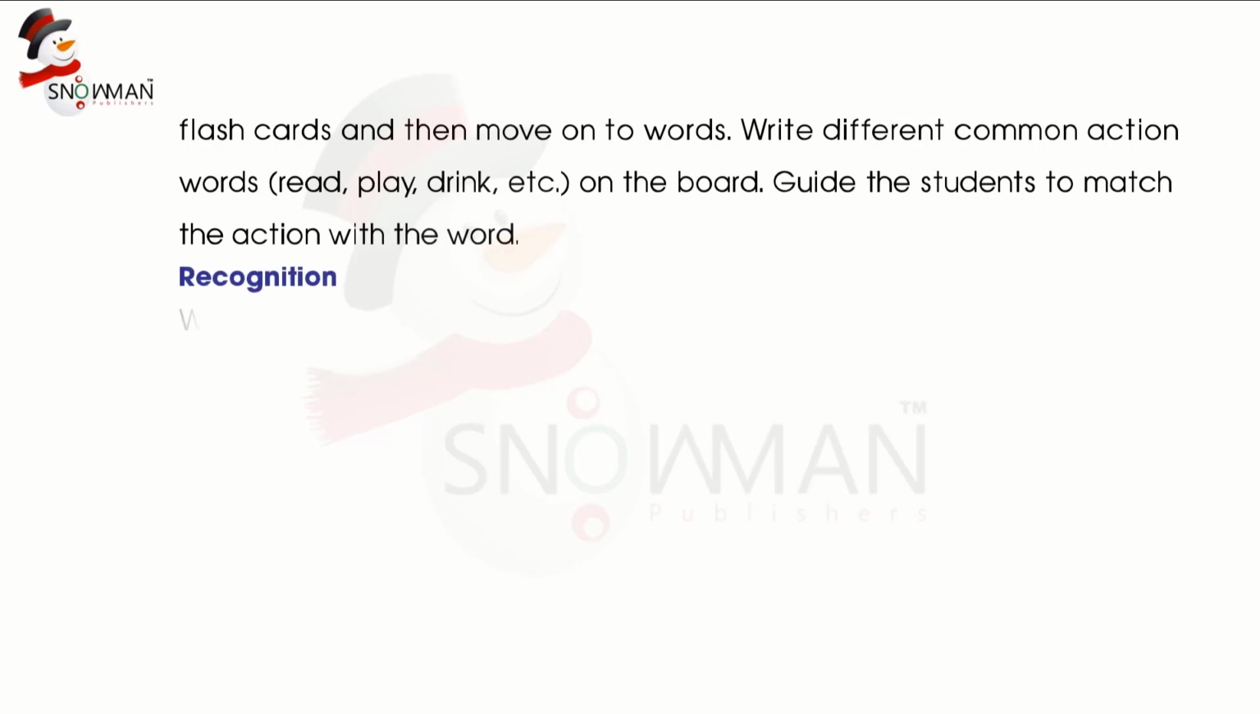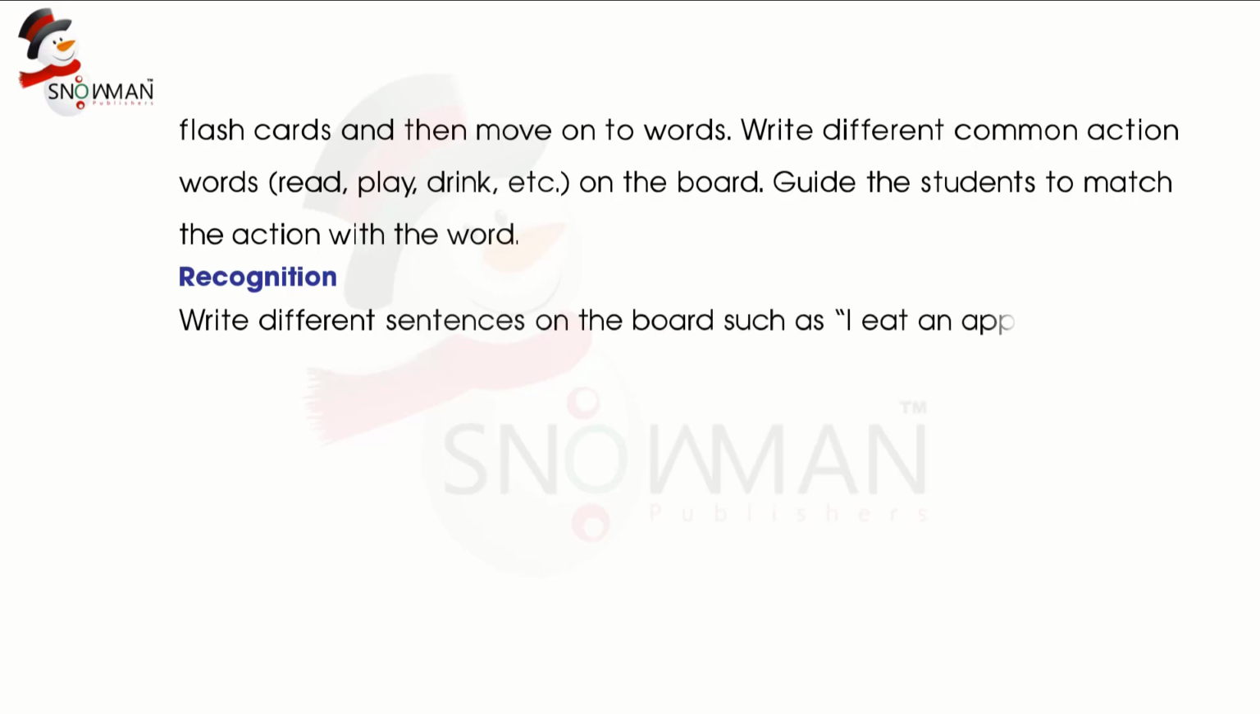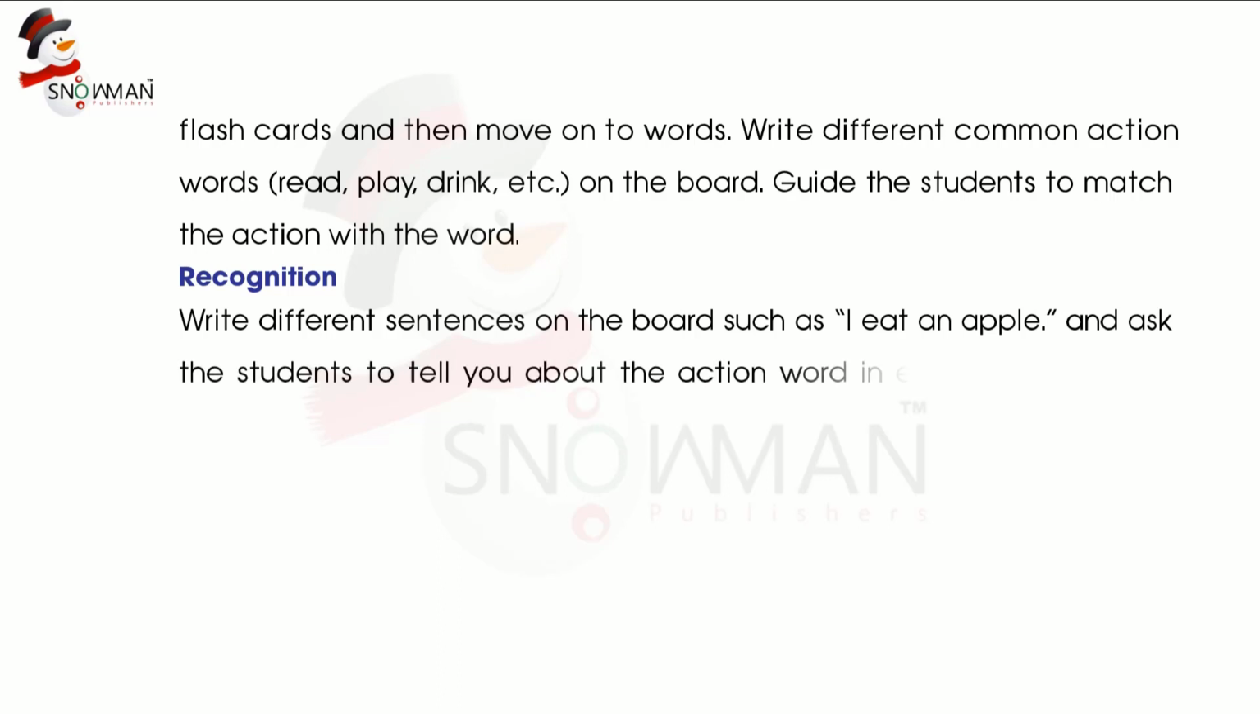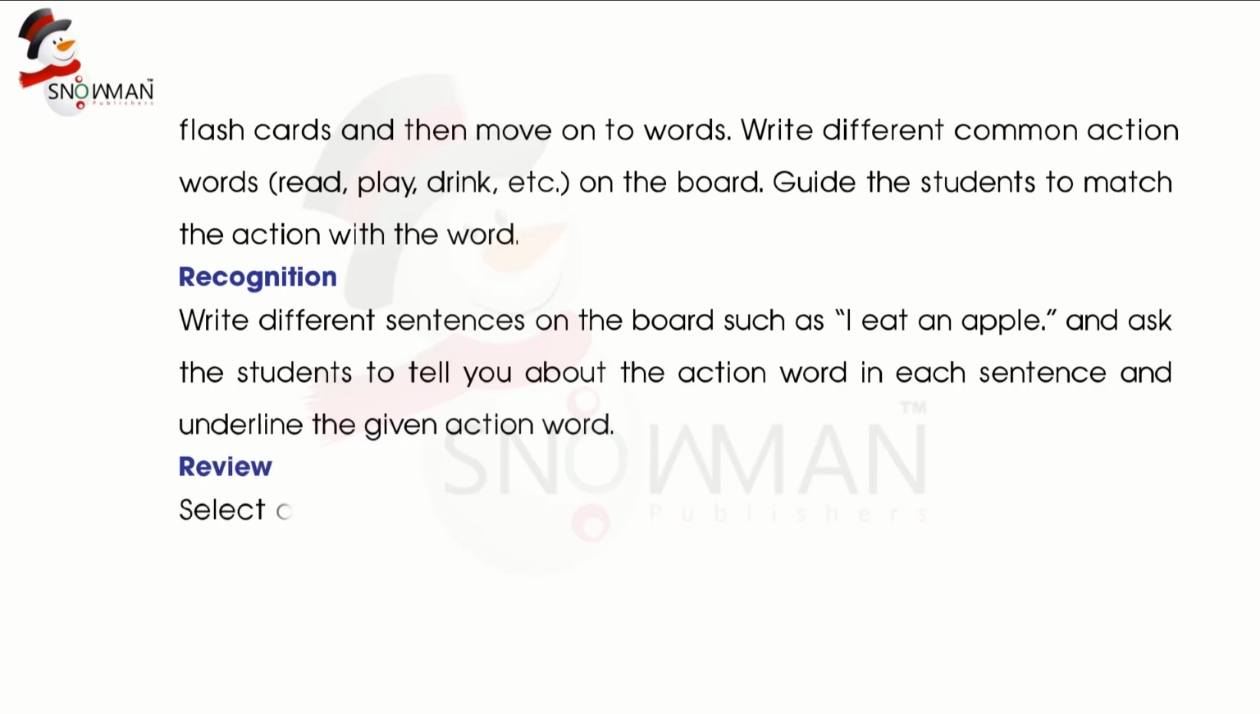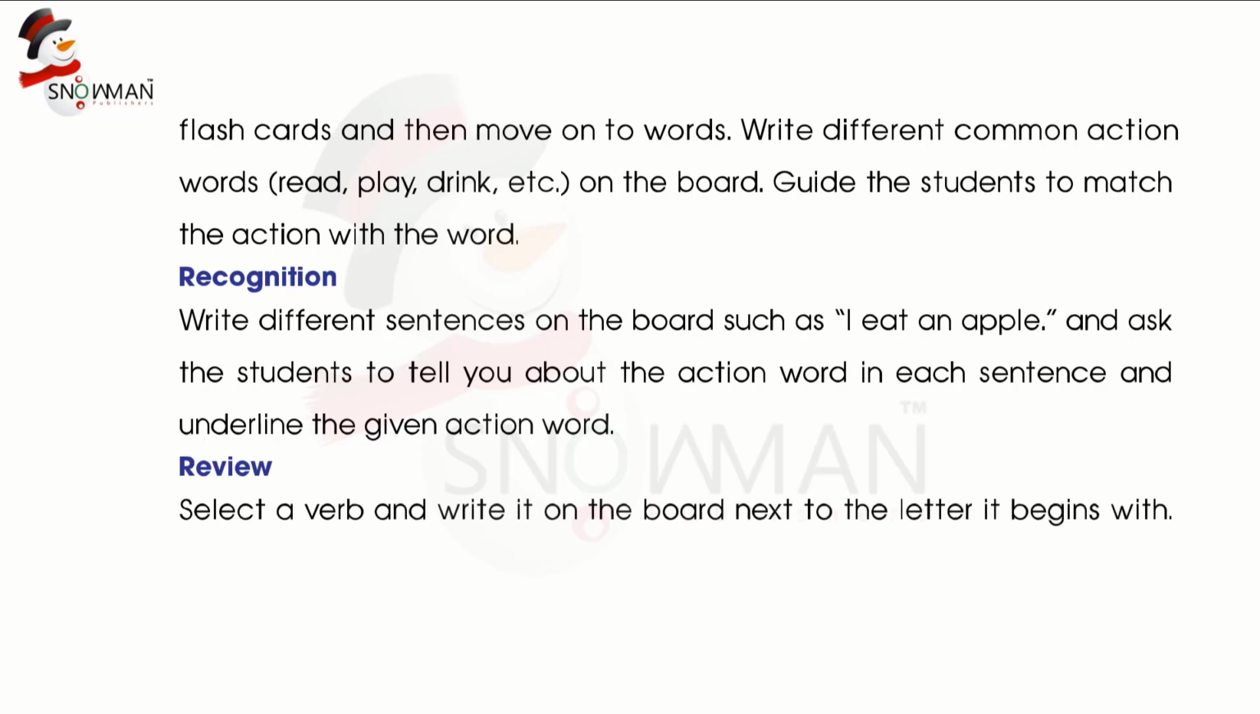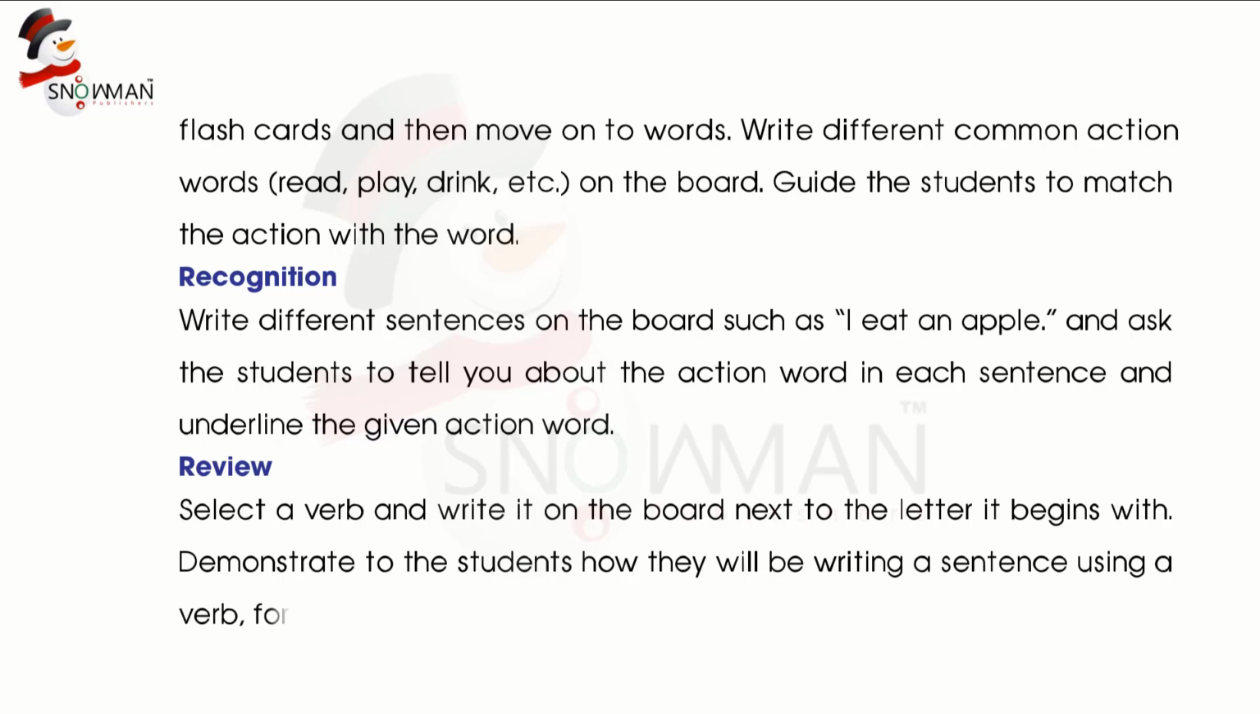Recognition. Write different sentences on the board such as I eat an apple and ask the students to tell you about the action word in each sentence and underline the given action word. Review. Select a verb and write it on the board next to the letter it begins with. Demonstrate to the students how they will be writing a sentence using a verb. For example, D for drink, I drink milk.